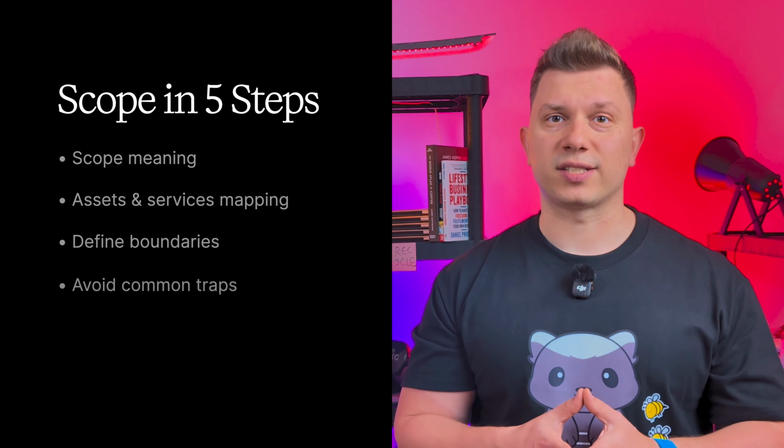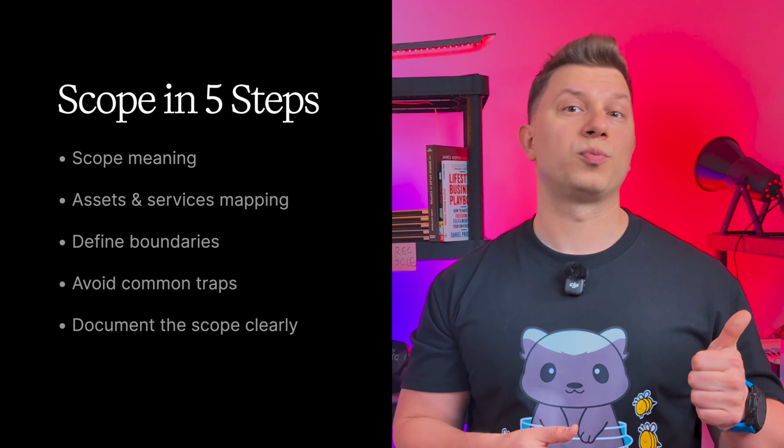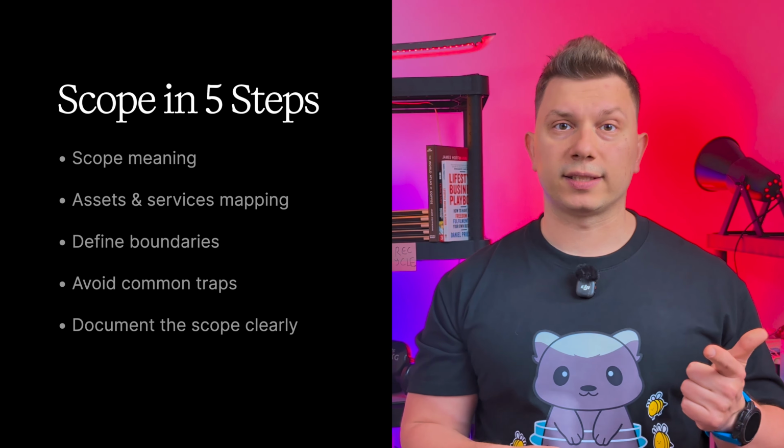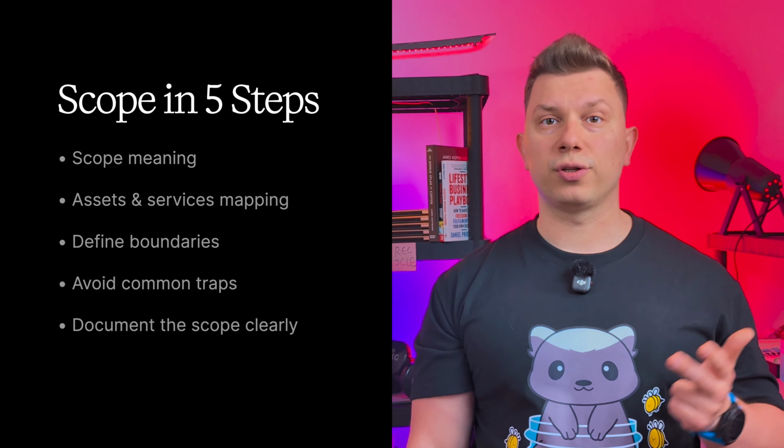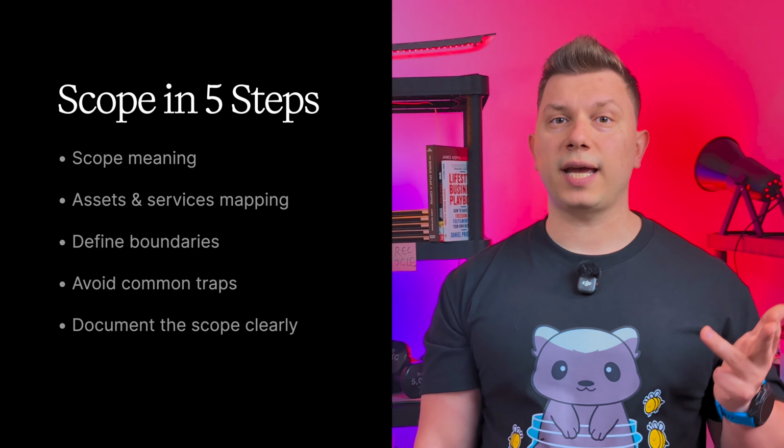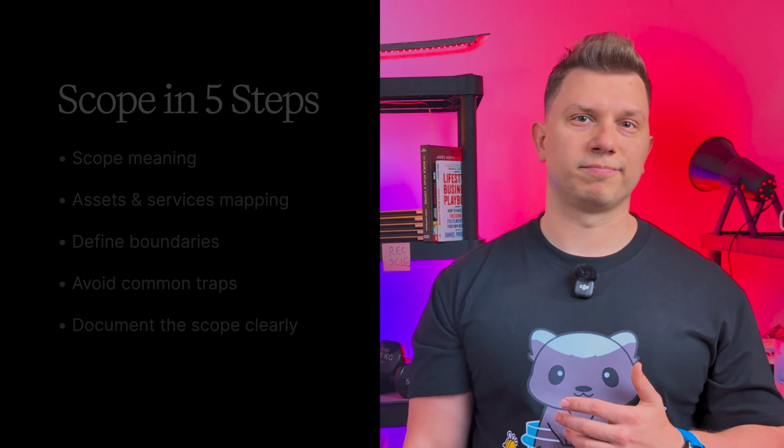So to recap, 5 steps to scope your ISMS correctly. Understand what scope really means, map your assets and your services, define your boundaries with the justification, avoid classic traps, and document it clearly. If you do that right, your scope statement sets the tone for the entire audit. It shows the auditor that you are serious, structured, and honest. That credibility carries through every stage of the certification process.